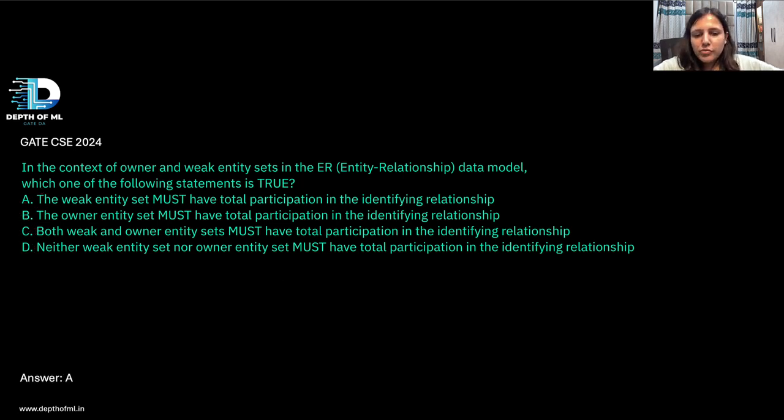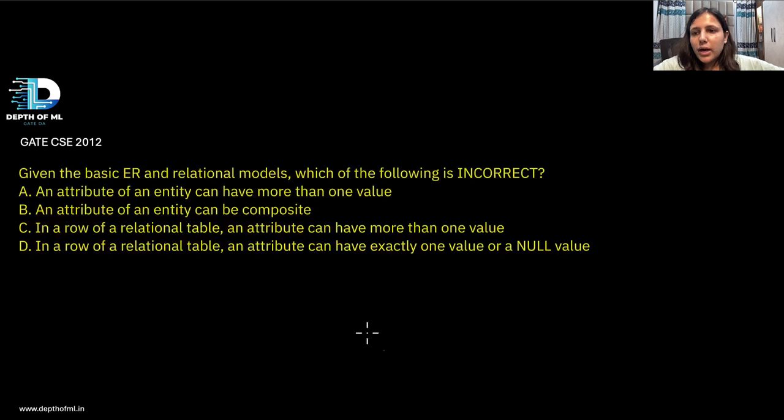Okay. Fine. Now let's look at the next question, which is from GATE CST 2012. Given the basic ER and relational models, which of the following is incorrect? Again, this is an MCQ question, but we will check every option. So we have to use knowledge from the ER model and the relational models.